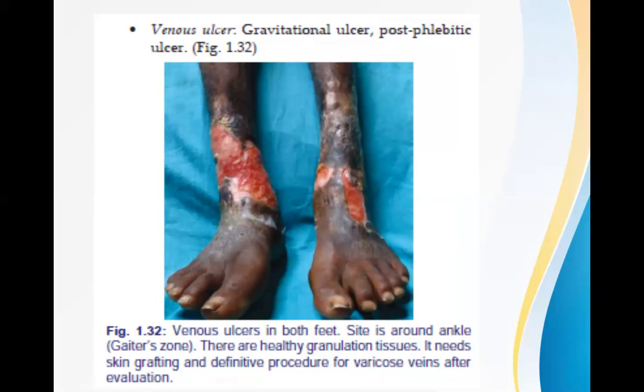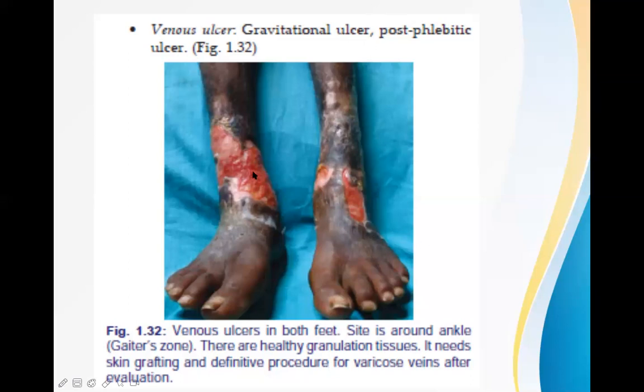Buerger's disease is mainly included under ischemic ulcer, especially it goes towards the arterial type of ulcer. Though the term thromboangiitis obliterans is there, it is mainly listed towards the arterial obstruction. So venous ulcer we are talking here. So the typical two important causes are varicose vein and deep vein thrombosis. Okay, so these are also known as gravitational ulcer.